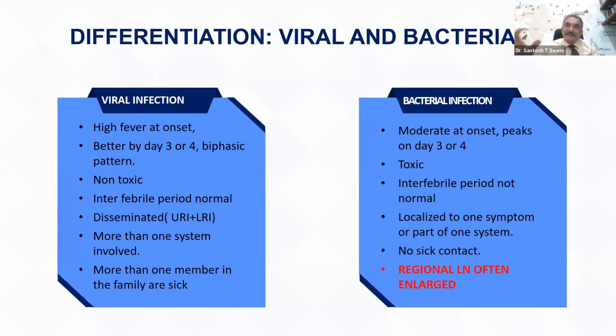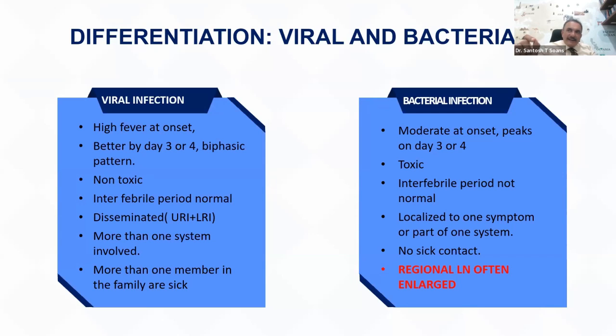Whereas in bacterial infection, it will be a lower fever, moderate or mild. By the third, fourth day, it starts peaking. The child is looking toxic. In the interfebrile period, even after giving paracetamol, the child is not very okay. The fever will come down, but never comes down below 100. It will be around 100 and the child will still be sick. And it is usually localized to one system or one part of one system.